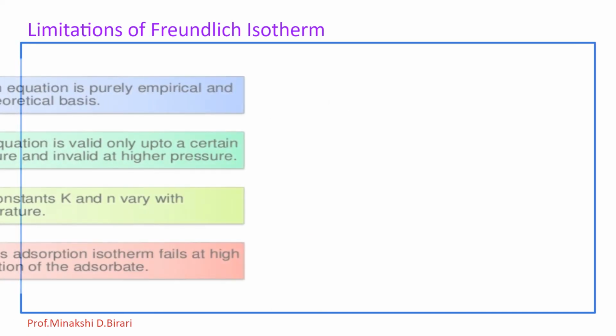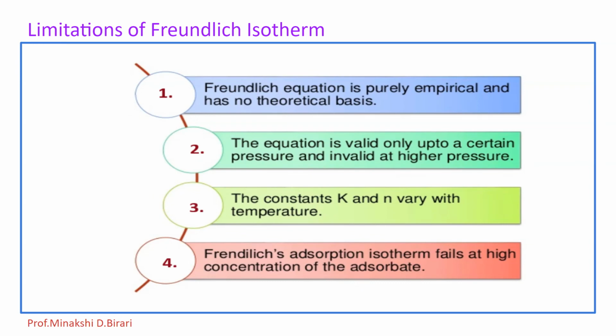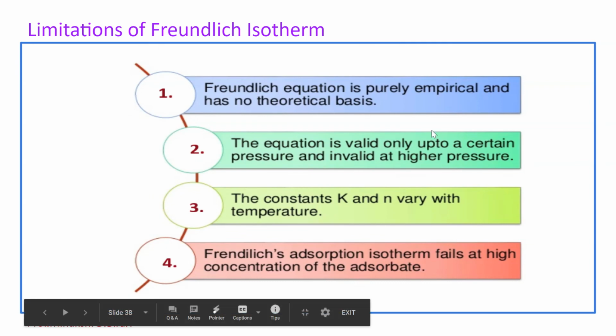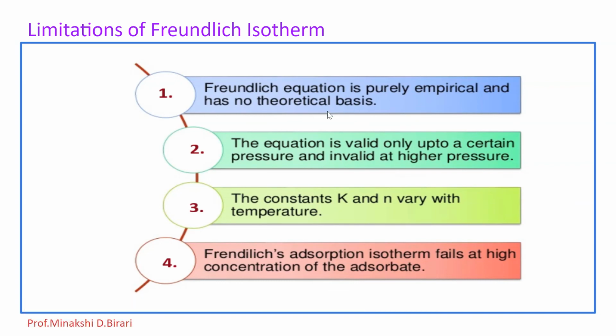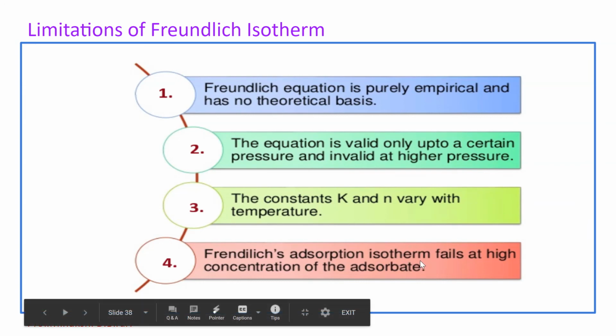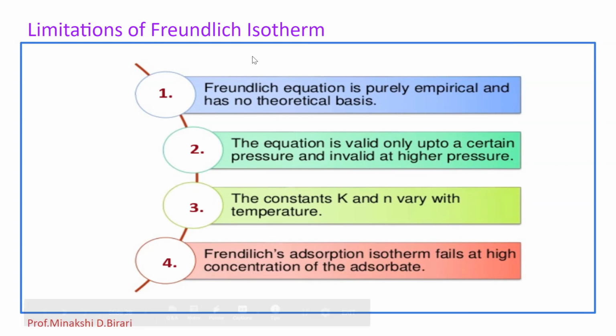So what are the limitations of Freundlich adsorption isotherm? Freundlich equation is purely empirical and has no theoretical basis. The equation is valid only up to a certain pressure and invalid at higher pressure. The constants k and n vary with temperature. The Freundlich adsorption isotherm fails at higher concentration of the adsorbent. So these are the few limitations related to Freundlich adsorption isotherm.